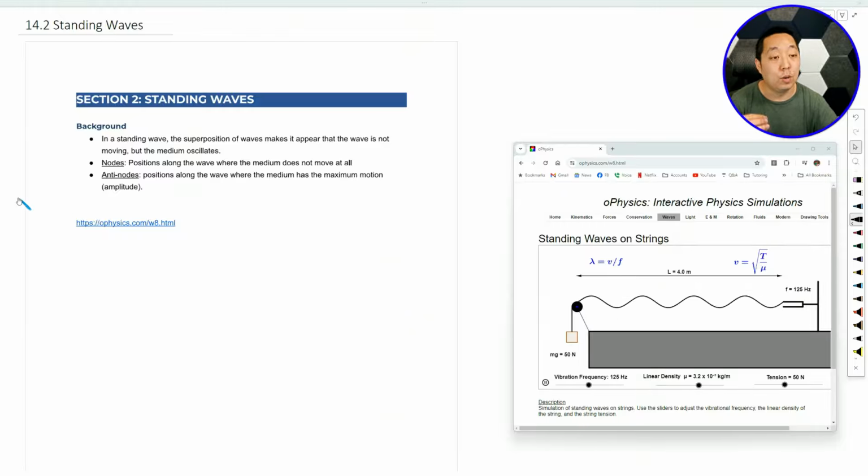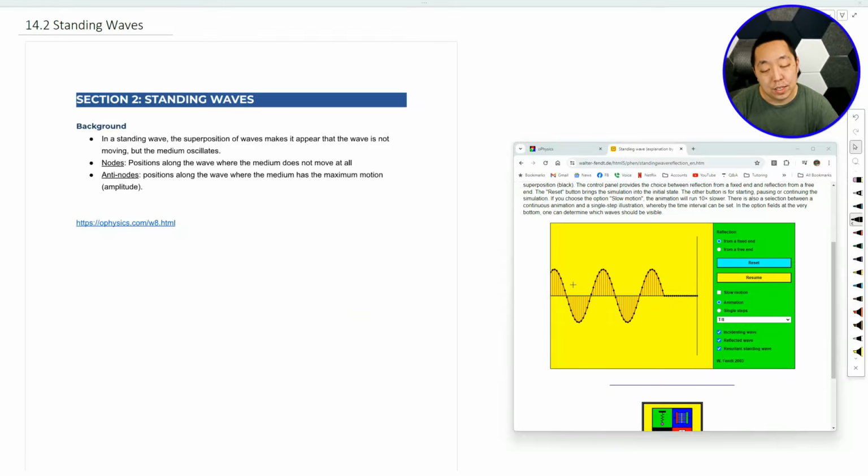Let me see if I can find a demo of that occurring. This is a really cool, simple demo that sort of shows you. So here we're going to have an incident wave coming in, and it's going to hit this endpoint. And what's going to happen is there's going to be a reflected wave. It's going to hit that end, bounce off, and see that a reflected wave comes back. But there's still the incident wave coming in.